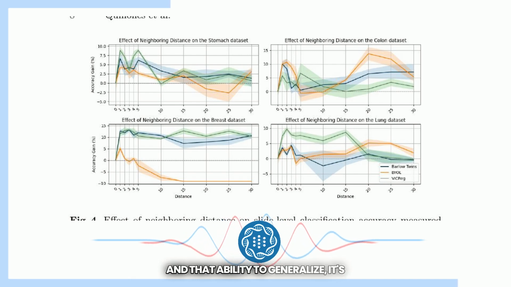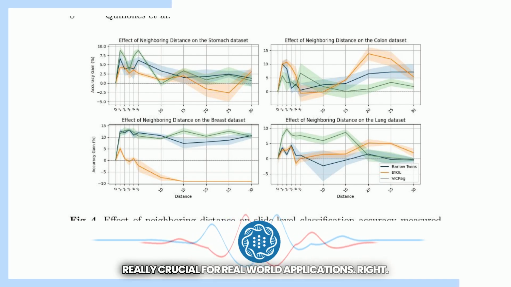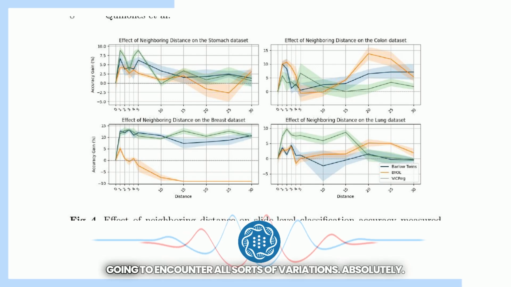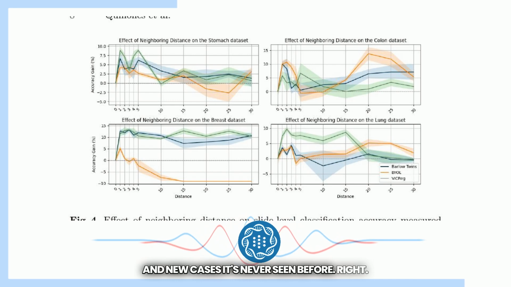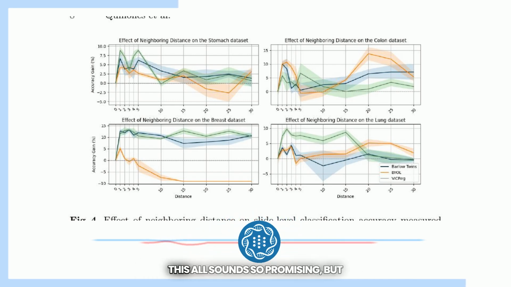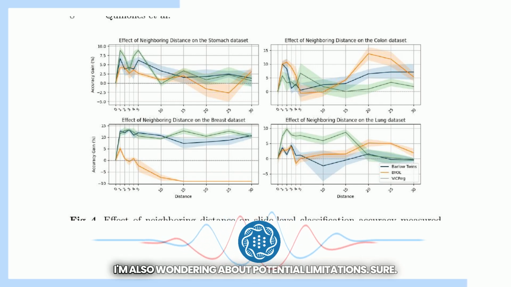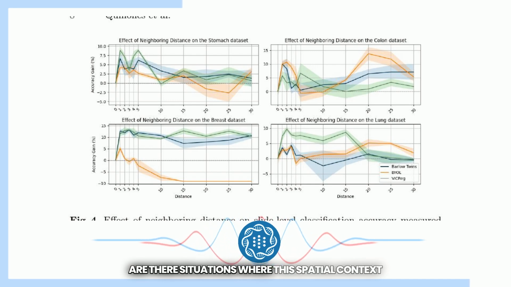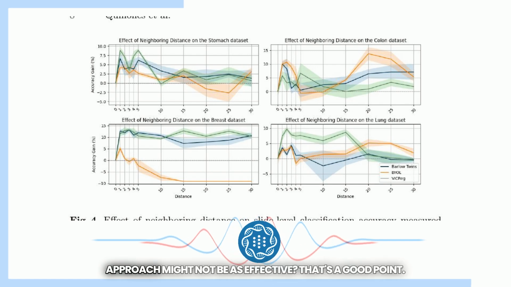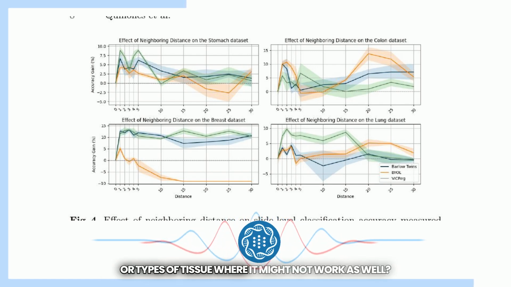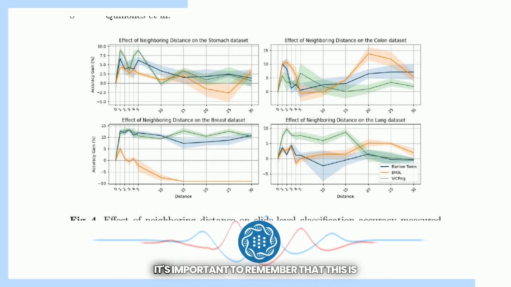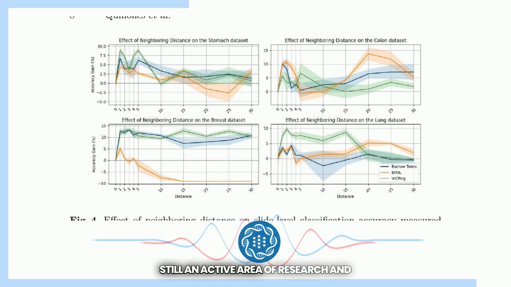Wow. And that ability to generalize is really crucial for real-world applications. Right, because in the real world, the AI is going to encounter all sorts of variations. Absolutely. And new cases it's never seen before. Right, and it needs to be able to handle that. This all sounds so promising, but I'm also wondering about potential limitations. Are there situations where this spatial context approach might not be as effective? That's a good point. Or types of tissue where it might not work as well? Yeah, it's important to remember that this is still an active area of research.